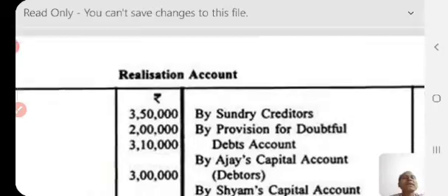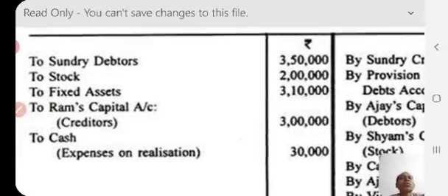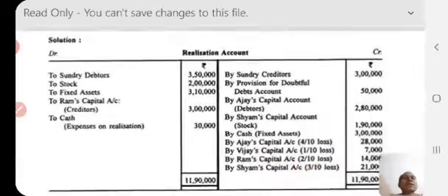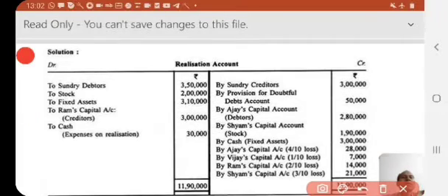And Sham's capital account: here, the stock is 2 lakhs, and the stock is taken over by Sham. So this is at 95%, so 2 lakhs at 95% is 1,90,000.